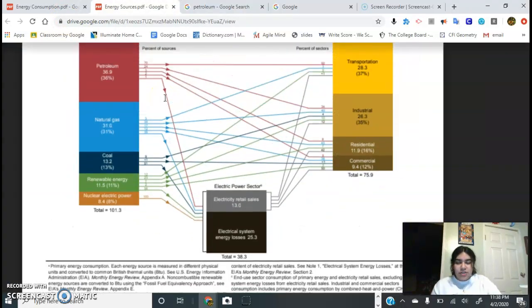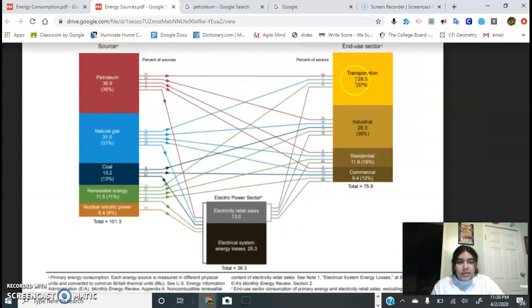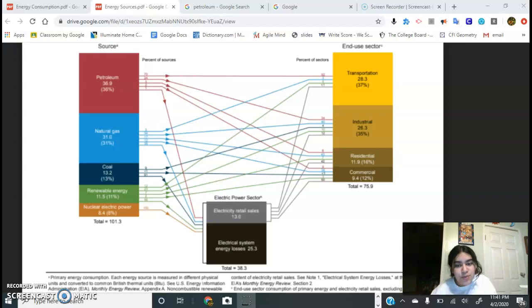Now here we have a chart showing the sources and the sectors. Now most of these sources connect to all the sectors. In this chart we see that all the sources connect to the electric power sector, and so do the other sectors. And we see the electric retail sales, which is the amount of electricity sold to customers.